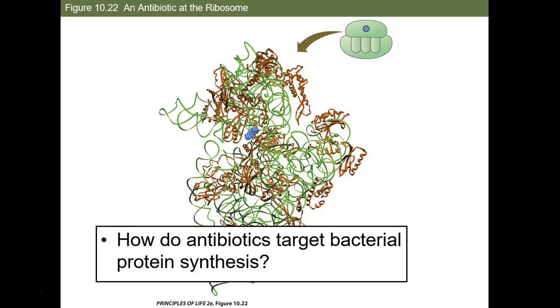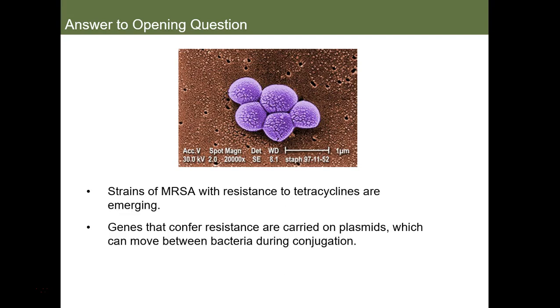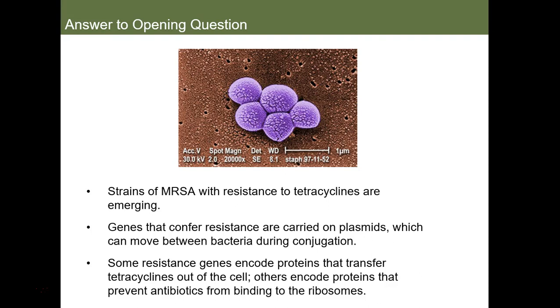If you remember from last lecture, we had the opening question: how do antibiotics target bacterial protein synthesis? Some antibiotics, such as tetracycline, bind to small subunits of bacterial ribosomes. They will bind to the A site within ribosomes. You can see tetracycline nudged into the 3D structure of this ribosome. Here, tetracycline is the little blue dot in the middle. By binding to the ribosome, tetracycline will stop protein synthesis.